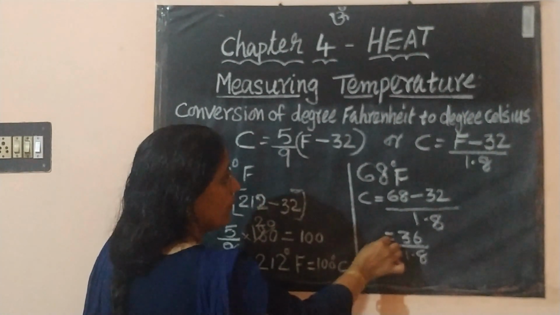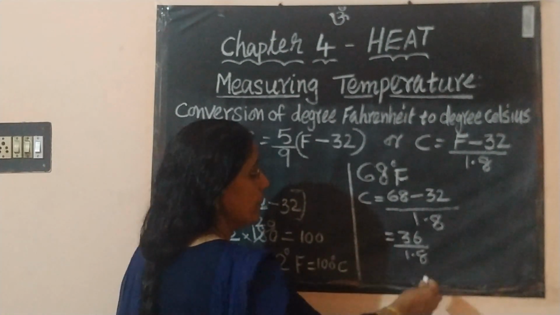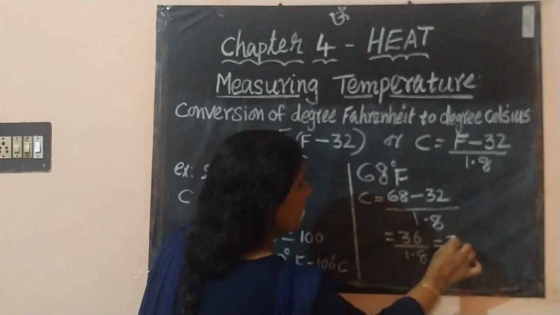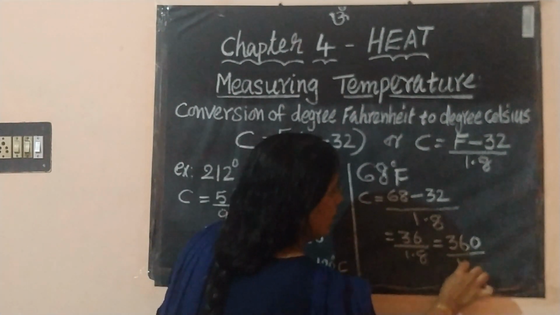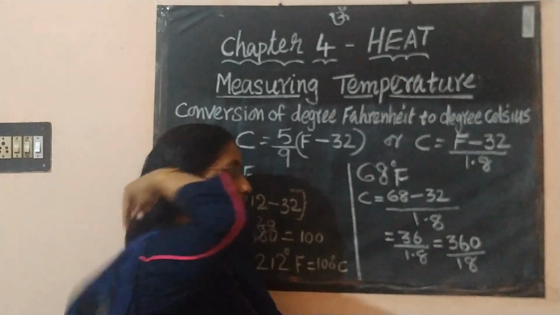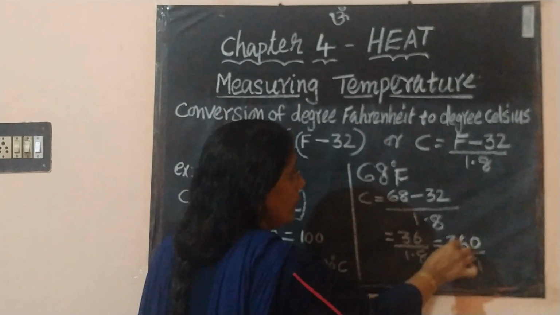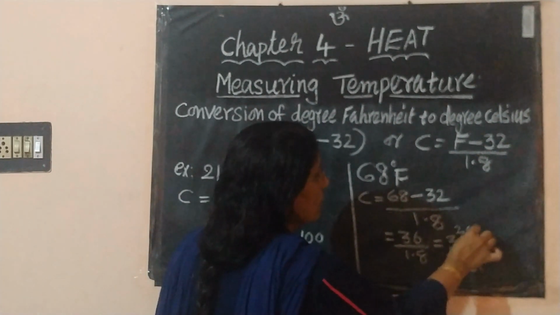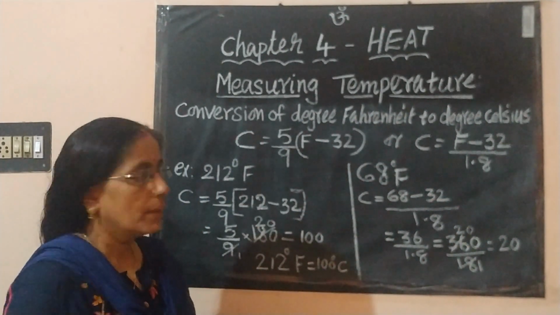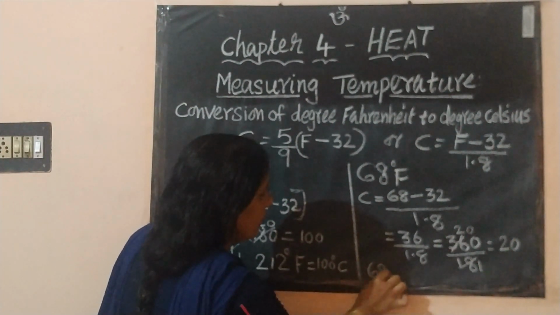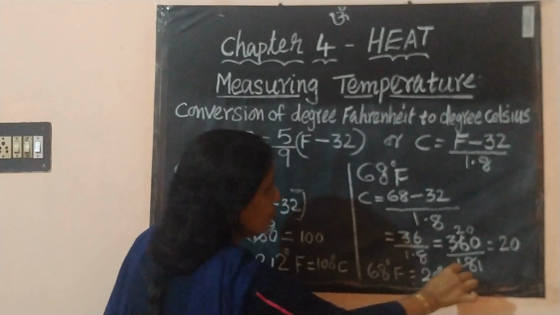1.8. Now, here the denominator is a decimal number, so we have to remove that decimal. For that, we have to multiply with the 10. As a result, we will get 360 upon 18. So, here we will do the cancellation method again. 2 18s are 36. The answer is 20. Therefore, 68 degree Fahrenheit is equal to 20 degree Celsius.